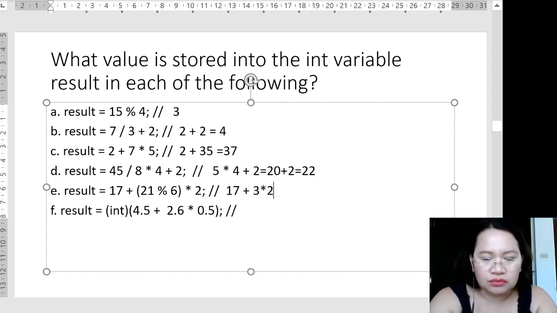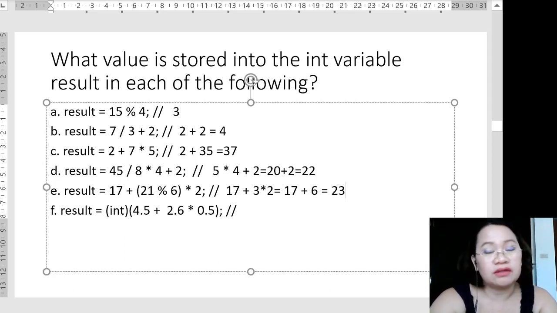3 times 2. So now we have 17 plus 3 times 2, which is 6. So your final answer will be 23. We'll verify this. I have a program where we will run this one.